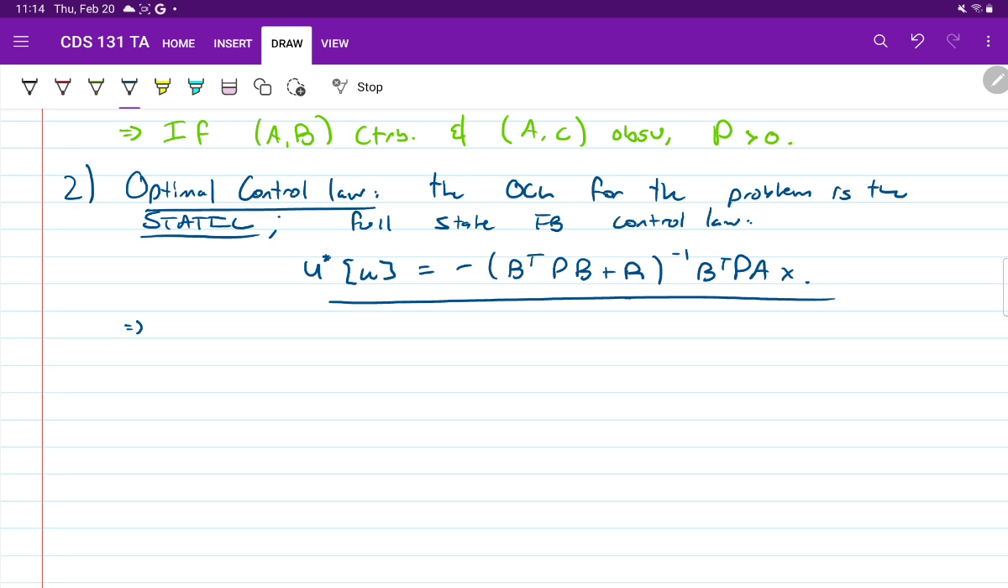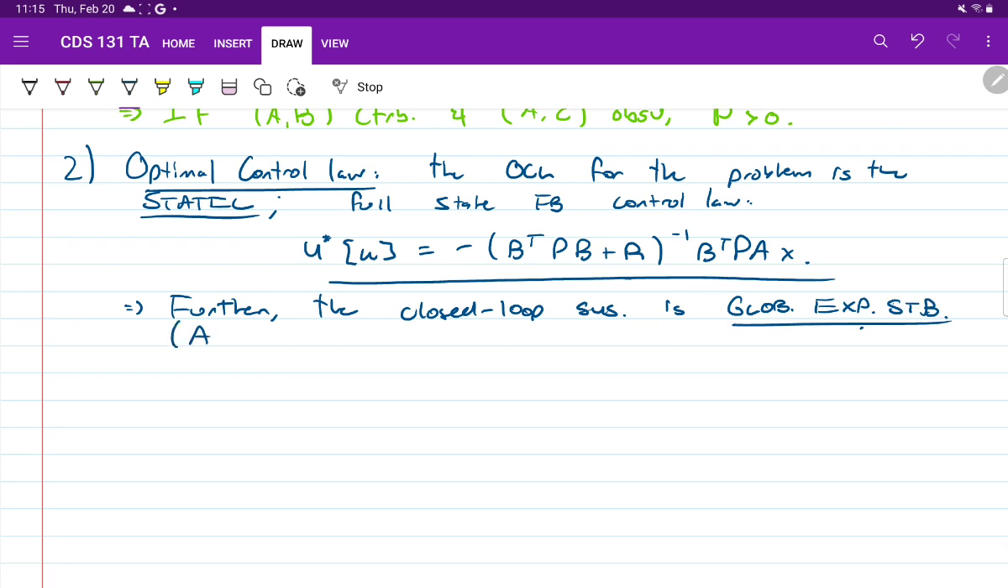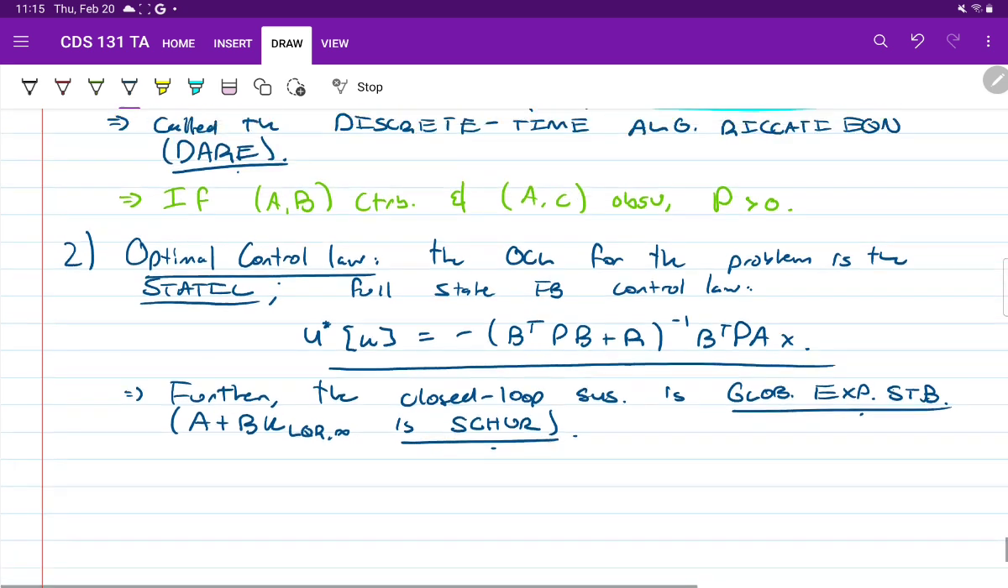So what else do we have? Does this guarantee us stabilization? Yes. Further, the closed loop system is globally exponentially stable when this control law is applied. What this means is that A plus B K_LQR infinity is a Schur matrix, where, remember, a Schur matrix is a stable discrete time matrix.